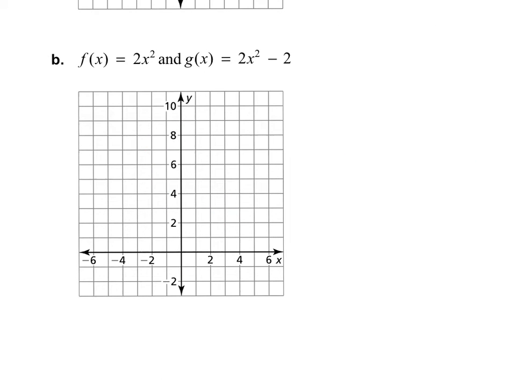In B, we're going to graph 2x squared and then 2x squared minus 2. So take a moment to do that. So in red we have 2x squared, and in blue we have 2x squared minus 2. So on this one we see two of basically the same graphs, but again, this is just a translation down this time. The minus 2 tells us it went down 2 units.